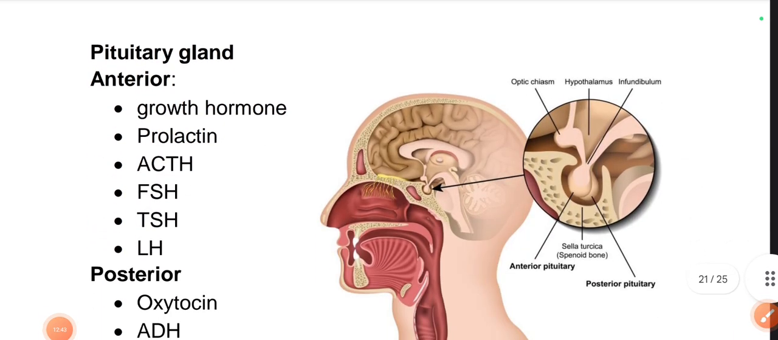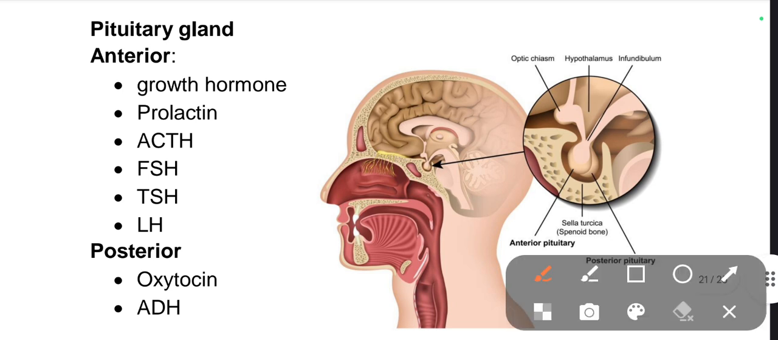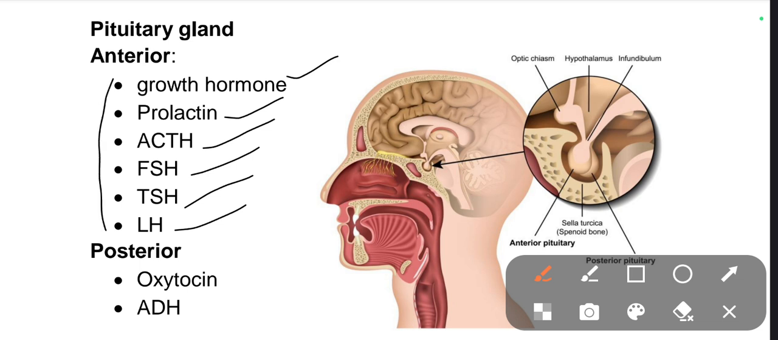The next gland is the pituitary gland. The pituitary gland has two portions. The anterior portion produces hormones like growth hormone, prolactin, ACTH, FSH, TSH, and LH. These hormones are produced by the anterior pituitary. The posterior pituitary produces oxytocin and ADH.